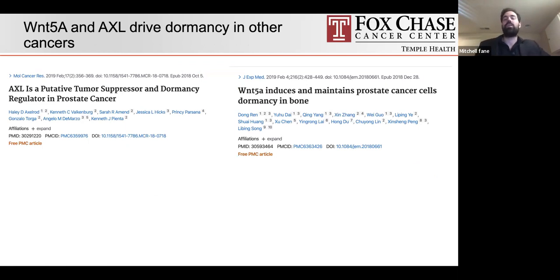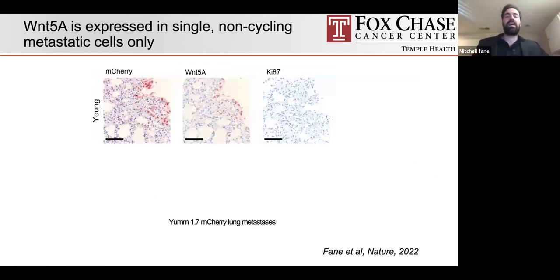So it begged the question, can these pathways be conserved between things like prostate cancer and melanoma to drive a dormant phenotype? To investigate this, I first specifically looked at Wnt5a. So we went back to our mouse model. In our young mouse model, we have these single tumor cells present. As you can see here, we have a cluster of single cells that are Ki67 negative. And when we stain for Wnt5a, you can see that they stain very positive for Wnt5a expression.